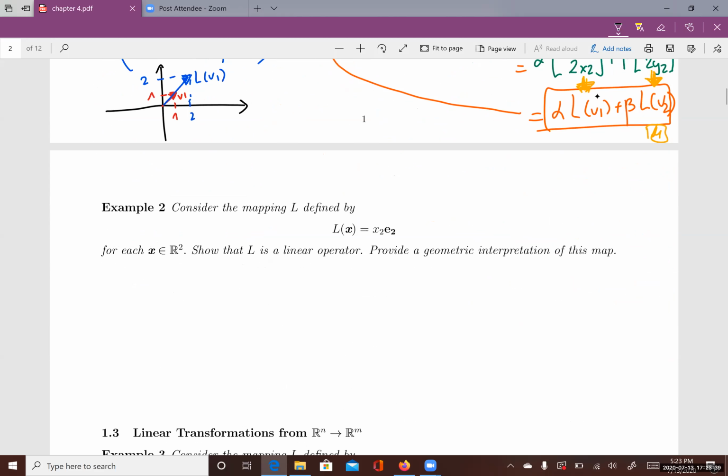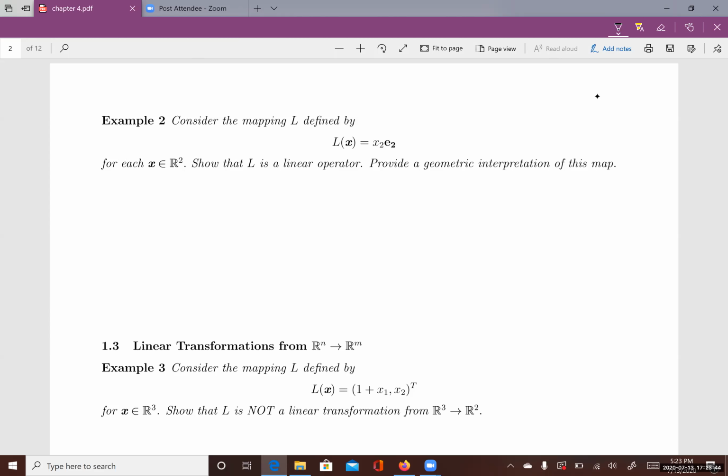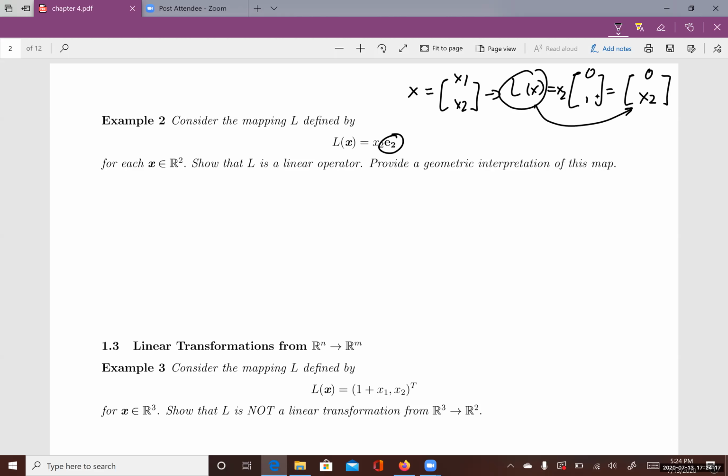Now let's go to the second example. Consider the map L of x equals x2 times e2. E2 is one of the unit vectors in R2. So, for example, if you have a vector x represented by x1, x2, then Lx will be equal to x2 times e2, and e2 is 0, 1. So you will have 0 and x2. This is the result of this map.